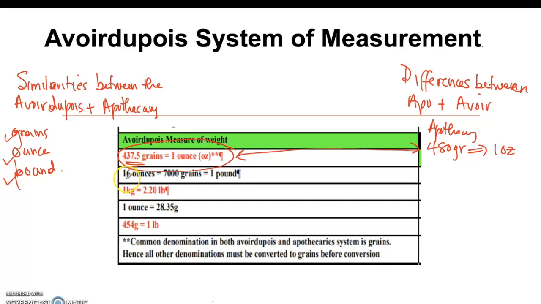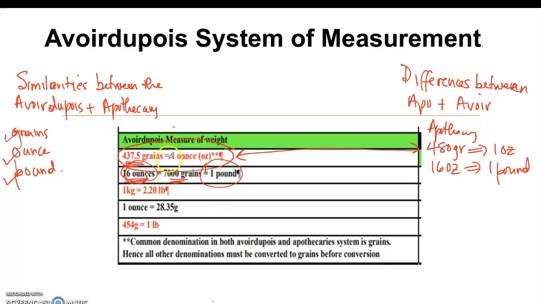Similarly, another difference would be that 12 ounces in the apothecary system is going to be equivalent to 1 pound. But when we look here in the avoirdupois system, 16 ounces is equivalent to 1 pound. So again, you cannot convert from ounces in the avoirdupois system to pounds in the apothecary system because the amount of grains are different. The amount of ounces are different.